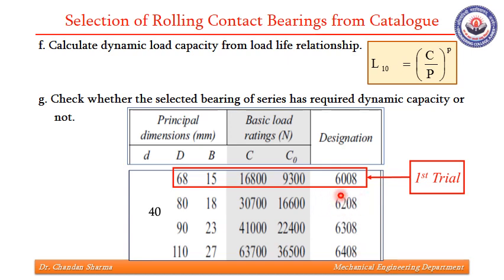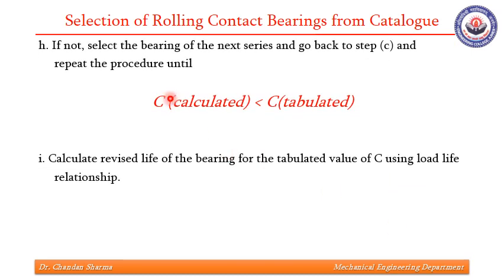We'll again find the ratio FA by C0, again find X and Y, again find P, and then again find C. We'll continue this procedure until the C that we have calculated comes out to be less than the C which is tabulated for the selected bearing.